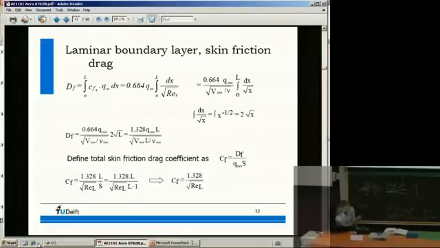To integrate this, we separate it into everything that's with x, 1 over square root of x, and all the other things we take outside. Now, the primitive of 1 over square root of x, so x to the minus a half.